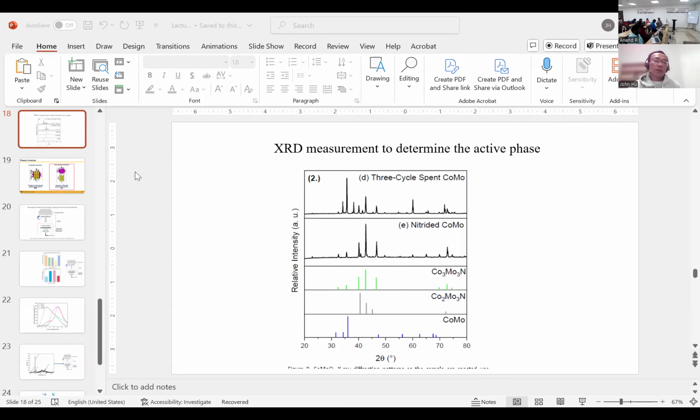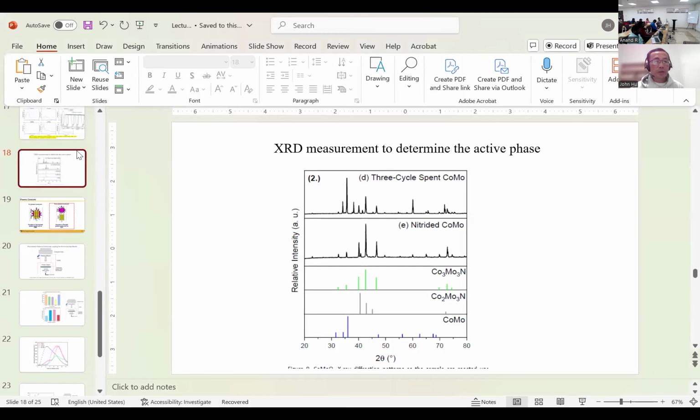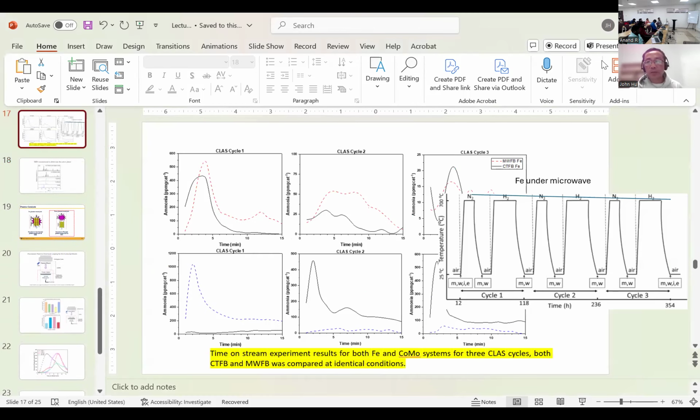So in the last session, I think we spent quite a bit of time talking about microwave chemical looping. Basically, we selected two materials, iron as a chemical looping agent, and under microwave we ran 3 cycles, and the microwave is always better. The good question asked was, why are the iron and the shape different?